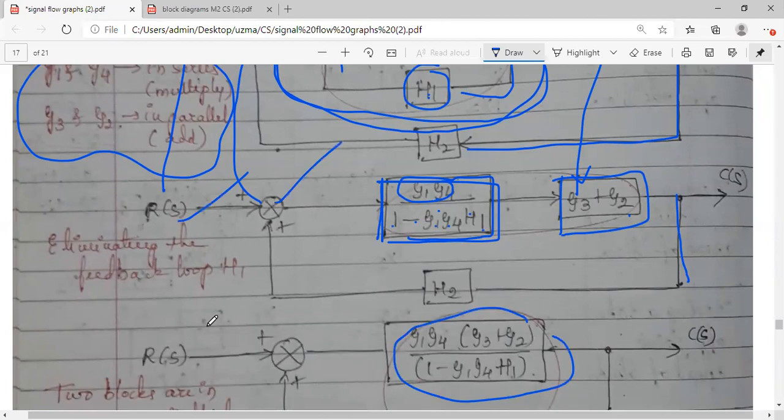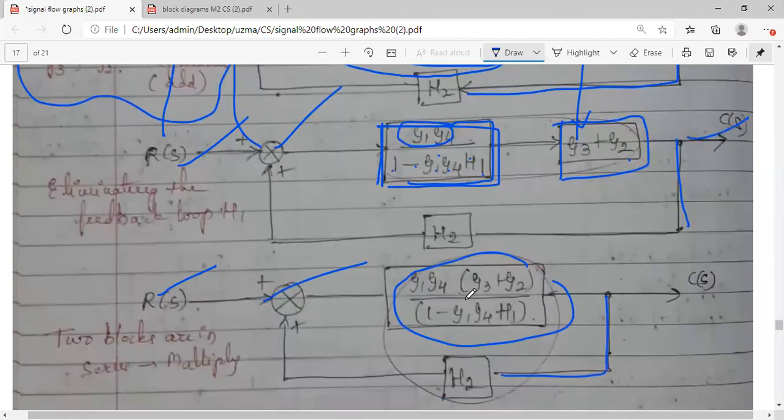Remaining all as it is. See, you have a C, you have a takeoff point and H2 as it is. Only these two blocks, I have just taken the multiplication. After that, at the end, one more feedback loop is there here. I have to replace this feedback loop. How will you do this?